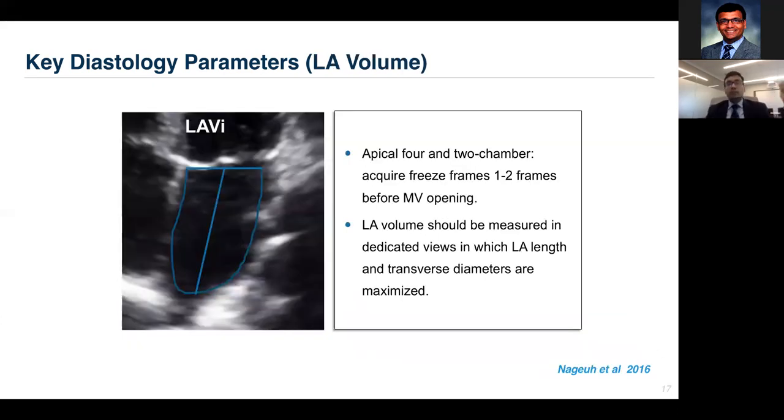Left atrial volume is acquired in apical four-chamber and two-chamber views, and you use the area length method. And it's important that this is measured carefully. And perhaps the reproducibility of left atrial volume calculation is lower than some of the other diastolic dysfunction parameters. And foreshortening is frequently a problem that leads to erroneous calculation of left atrial volume, which is indexed to the body surface area. And some of these limitations should be kept into consideration, particularly when you're evaluating the images.